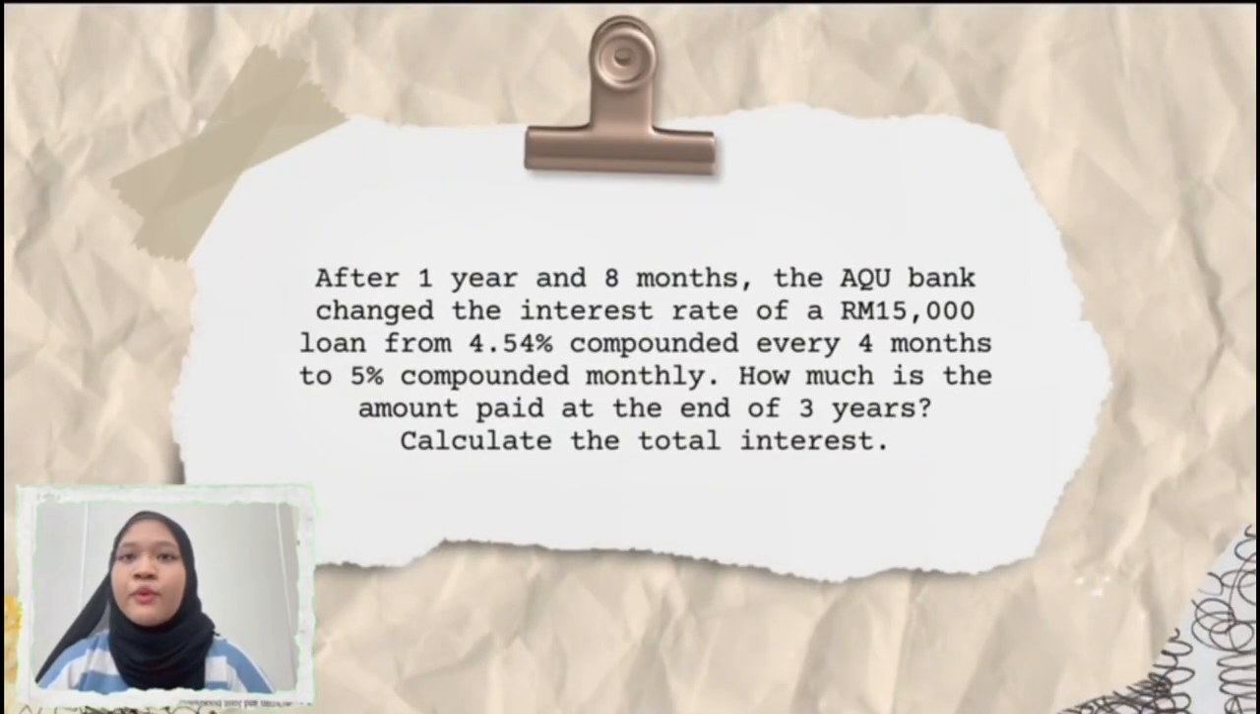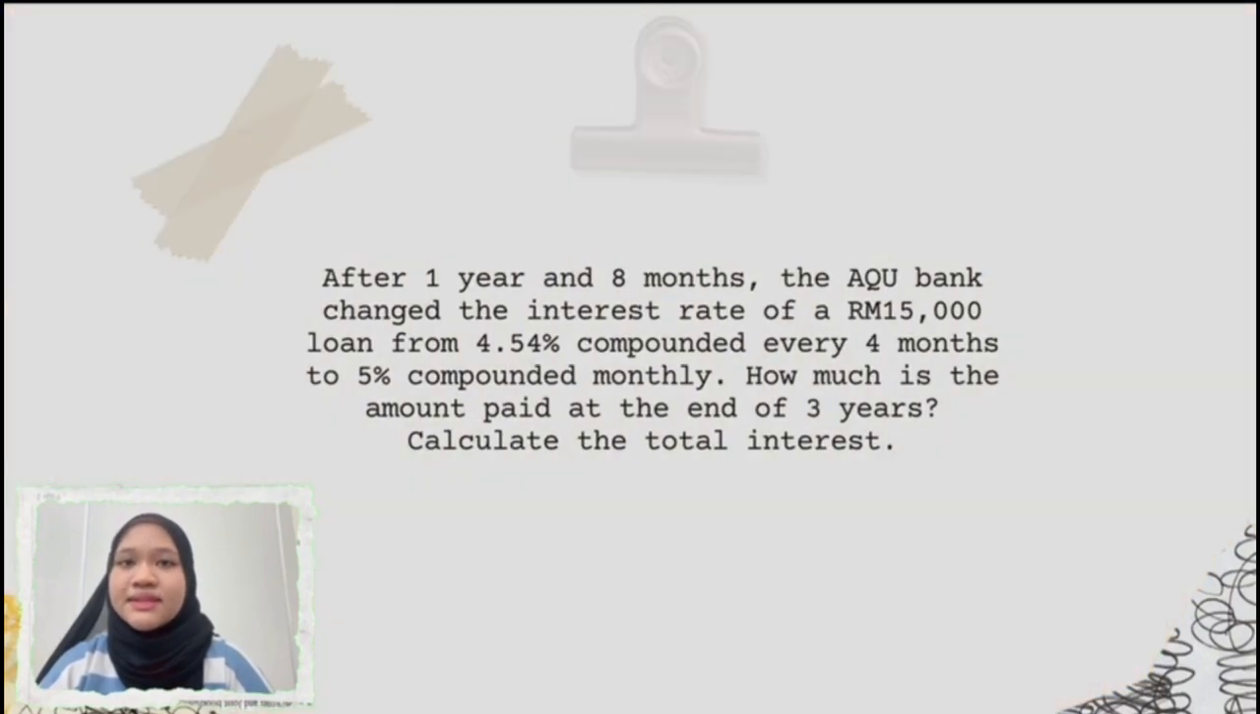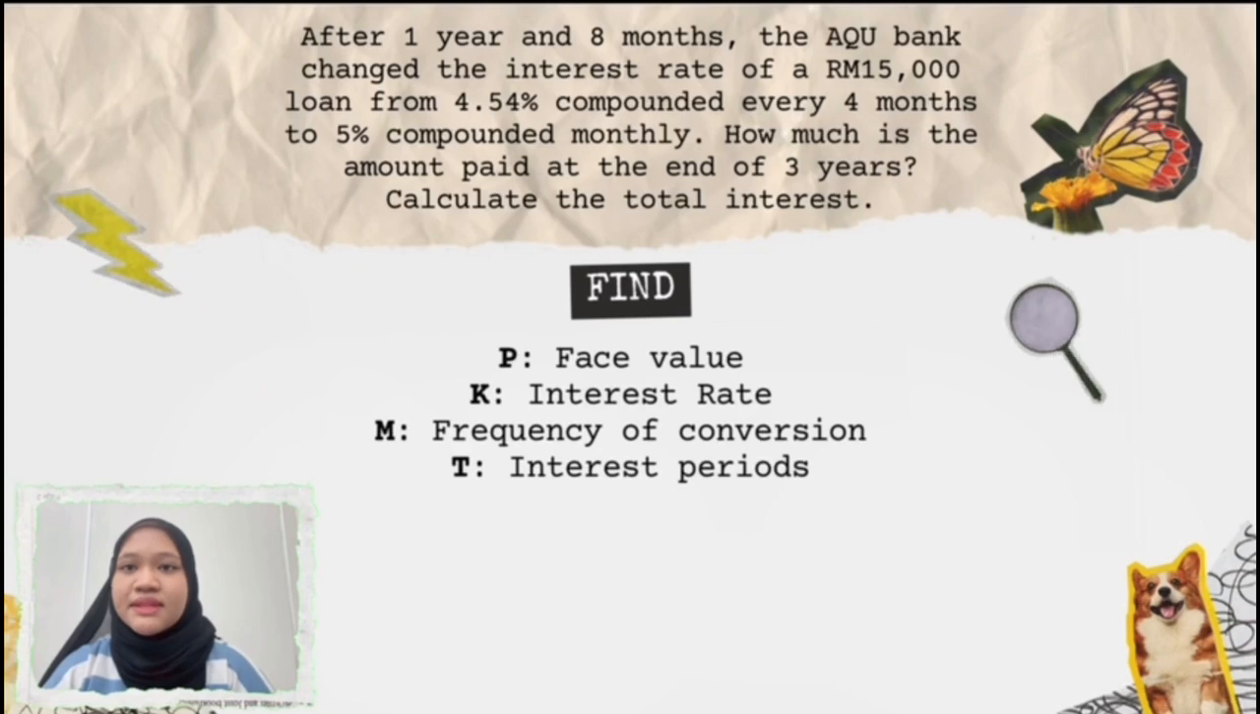Question 2. After 1 year and 8 months, the bank changed the interest rate of the 15,000 ringgit loan from 4.54% compounded every 4 months to 5% compounded monthly. How much is the amount paid at the end of 3 years? Calculate the total interest. Before answering the question, we need to find the P, K, M, and T that are given in the question.